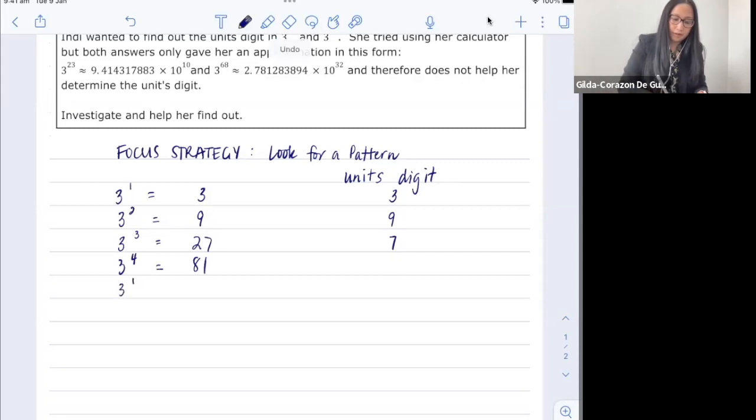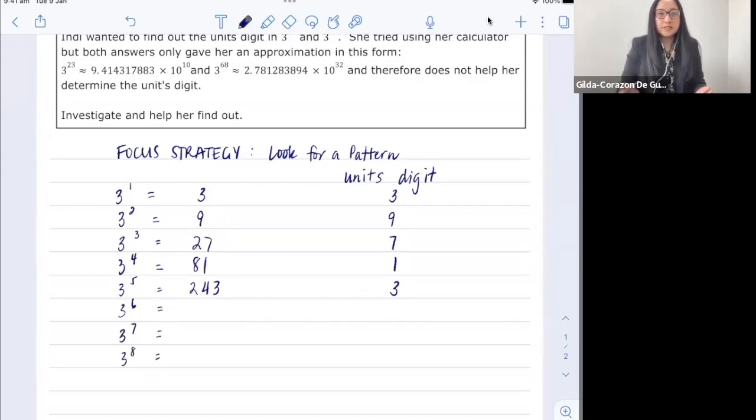If we go 3 to the power of 5, you're most welcome to use your calculator here. 81 times 3 is 243. The units digit here is 1. The units digit here is 3. 3 to the power of 6. Let's maybe put some more up to 3 to the power of 8. And what's 3 to the power of 6? That's 729. And the units digit is 9.